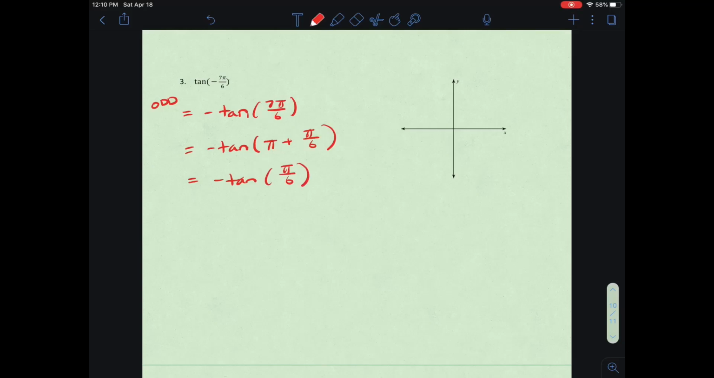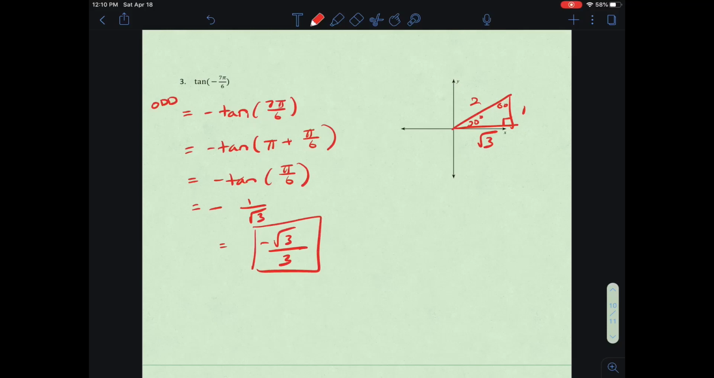And if you don't remember what tangent of pi over 6 is, you can always draw pi over 6, which will give me a 30, 60, 90 triangle. And then you can label the sides using these numbers here. So if I find tangent of 30 degrees, I do end up with opposite over adjacent, which is 1 over square root of 3. And that gives me negative square root of 3 over 3. And this is your final answer.